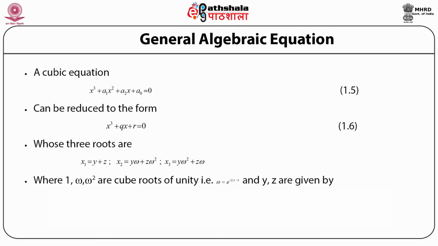where 1, omega, and omega squared are the cube roots of unity, that is, omega is equal to exponential i times 2 pi by 3, and y and z are given by y cubed is equal to minus r by 2 plus under root of r squared by 4 plus q cubed by 27, and z cubed is given by minus r by 2 minus under root of r squared by 4 plus q cubed by 27.